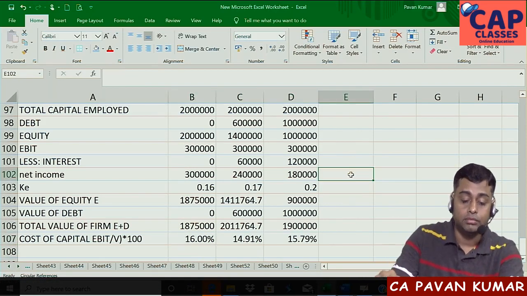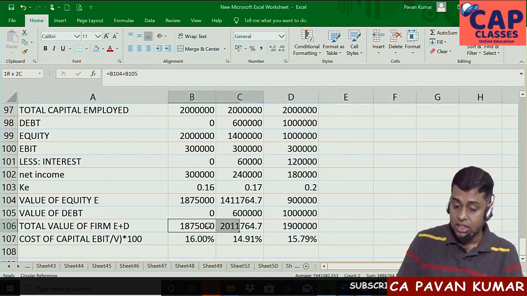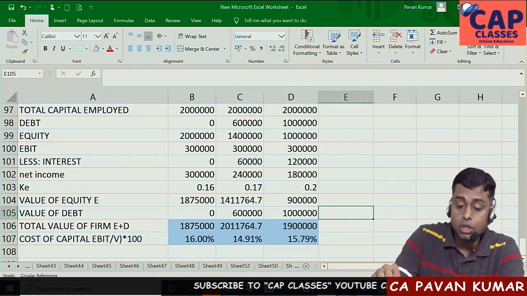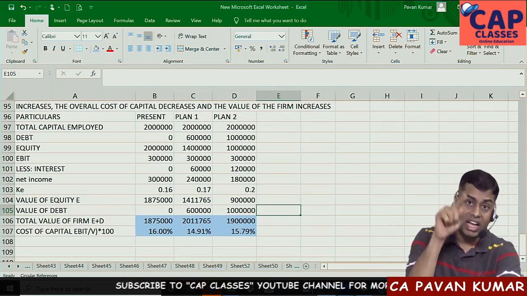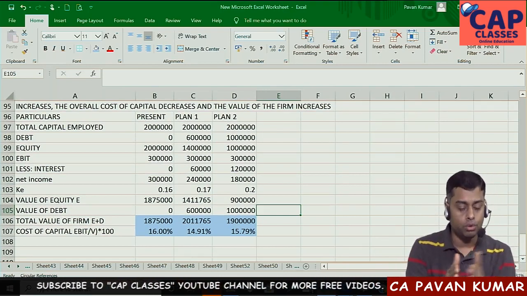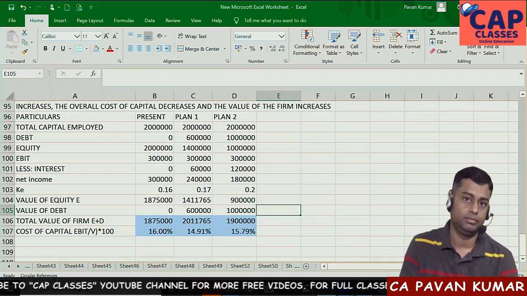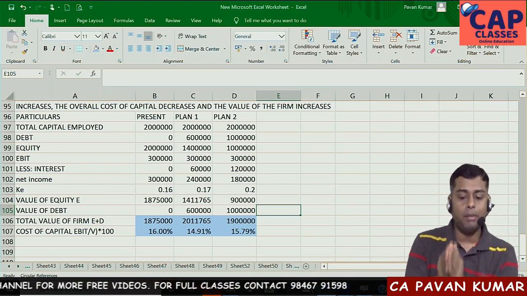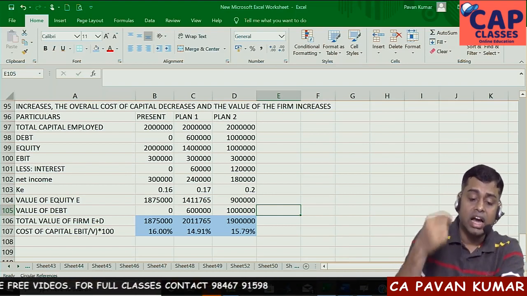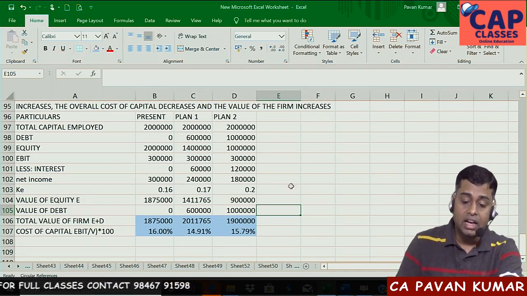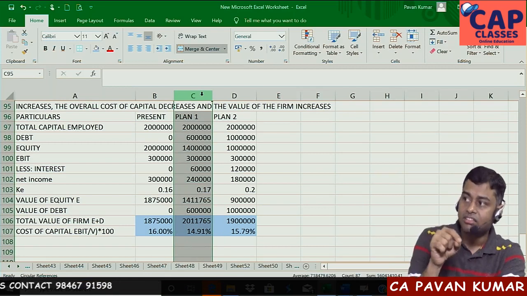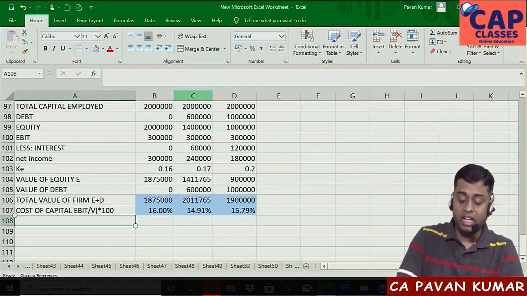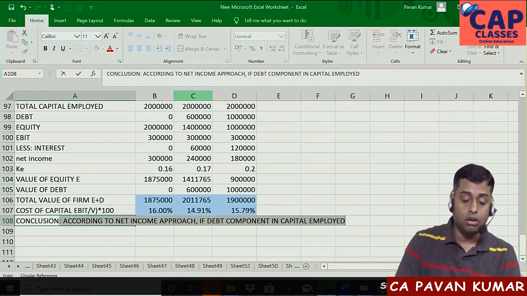So this is our solution. We calculated value of the firm, this is value of the firm, and we calculated cost of capital, this is cost of capital. So what is traditional approach? Try to recollect theory. In traditional approach, they told you to follow trial and error method and identify the optimum capital structure, that is the capital structure where your value of the firm is highest and cost of capital is lowest. Can I say my optimum capital structure in this question is plan 1, that is 6 lakhs debt and 14 lakhs equity? So according to traditional approach, we'll write the conclusion.